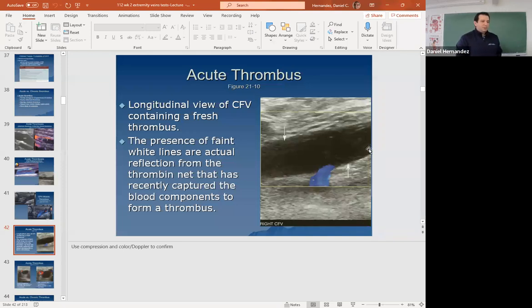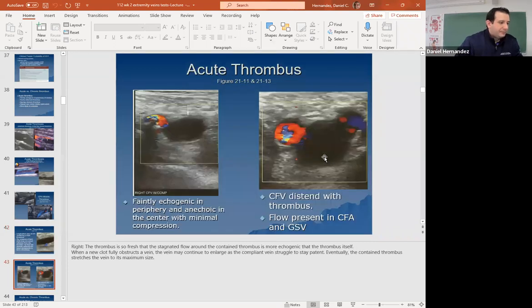So this is just a longitudinal view of the common femoral vein containing a fresh thrombus. Again, the fresher it is, the more hypoechoic or anechoic it's going to appear. You can see the presence of faint white lines, which are the actual reflection from the thrombin net that has recently captured the blood components to form into thrombus. So again, we see nice, large distended vessels, absent flow, and non-compressibility.